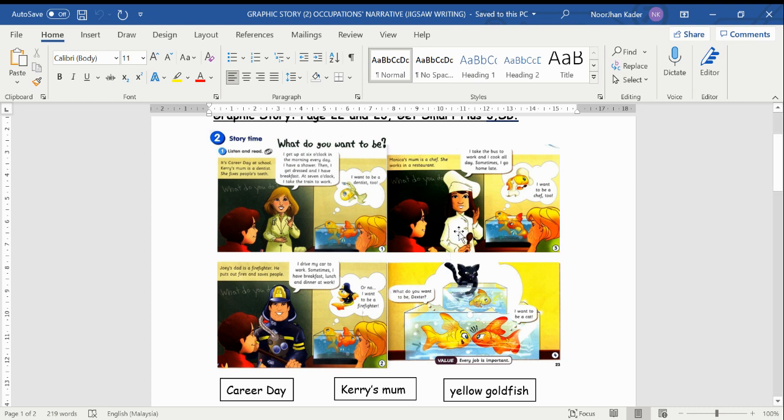Okay, let's go to the third frame. The introduction is Monica's mom is a chef. She works in a restaurant. And what does Monica's mom say? I take the bus to work and I cook all day. Sometimes I go home late. So this is her description of her occupation and her day, how she goes through her day in her occupation.